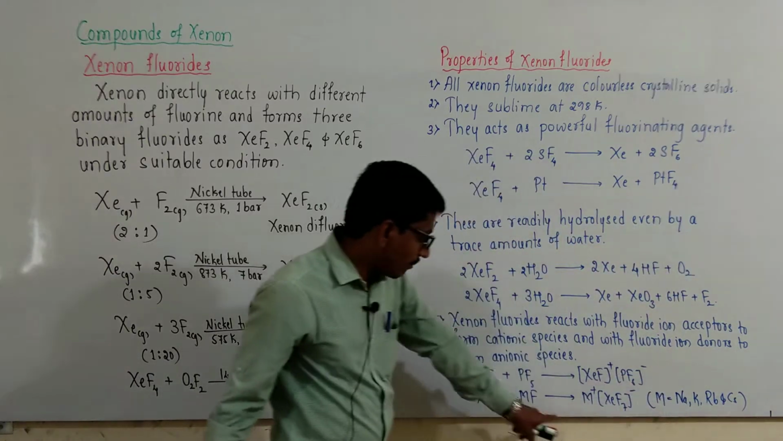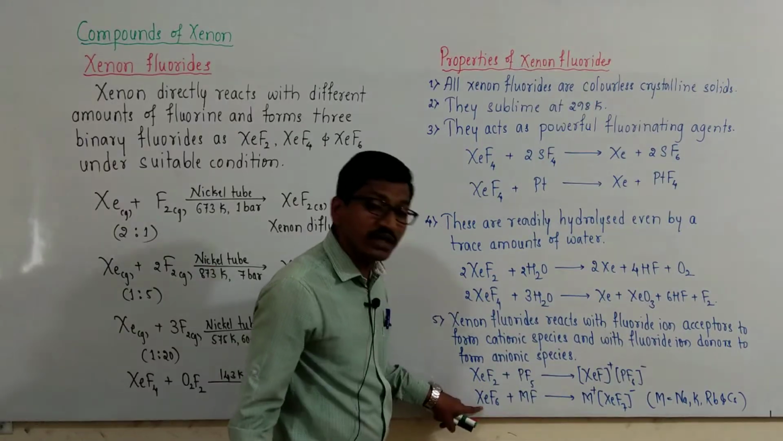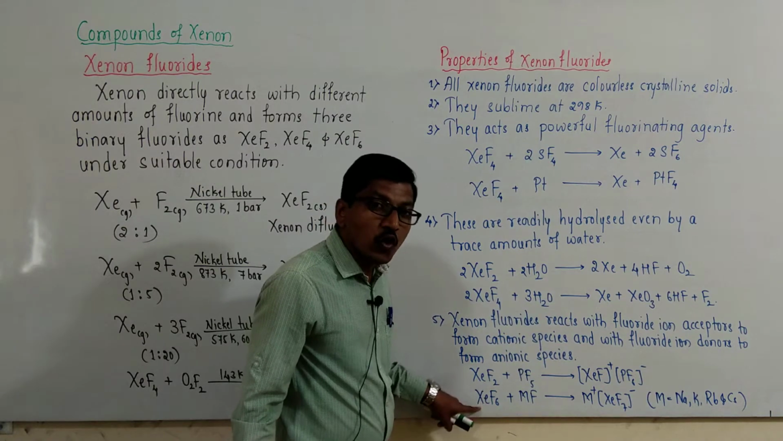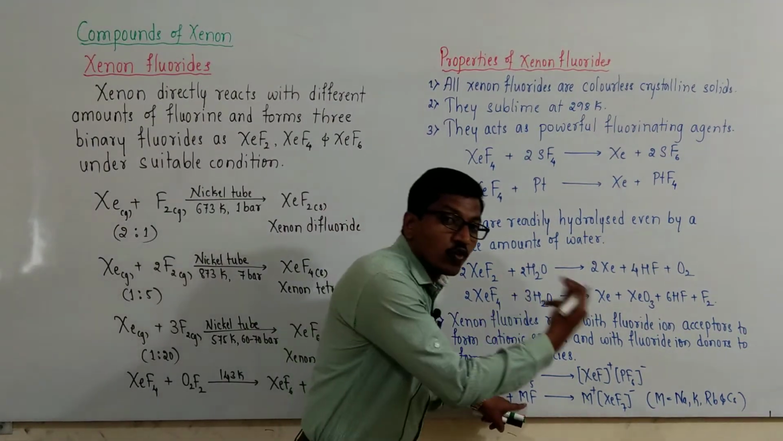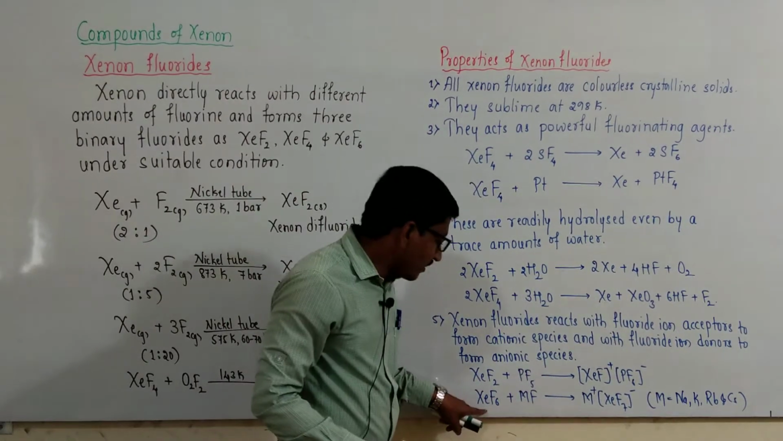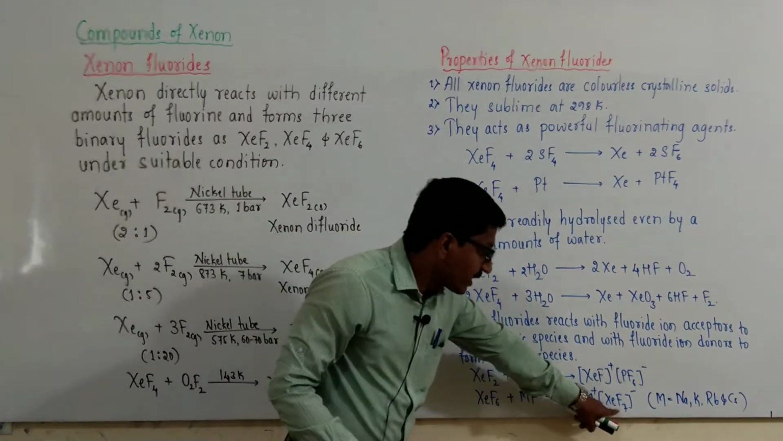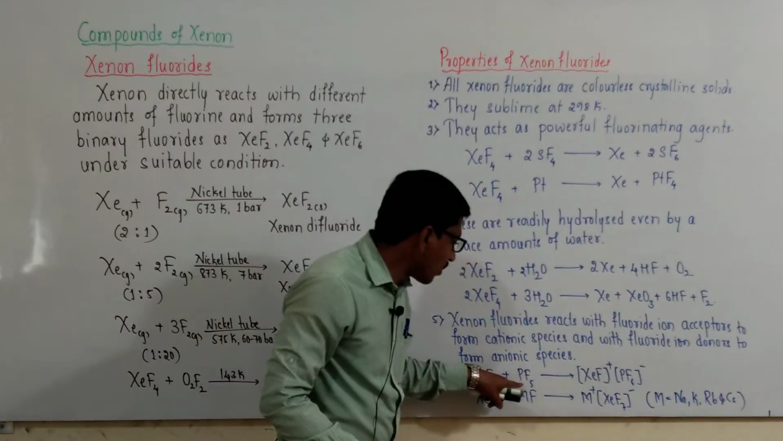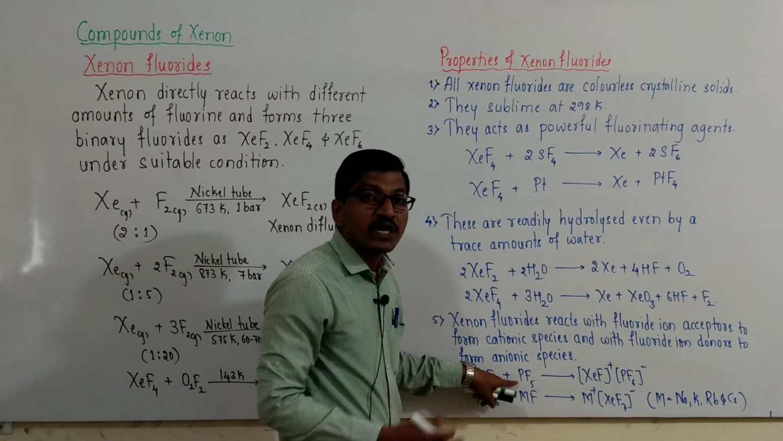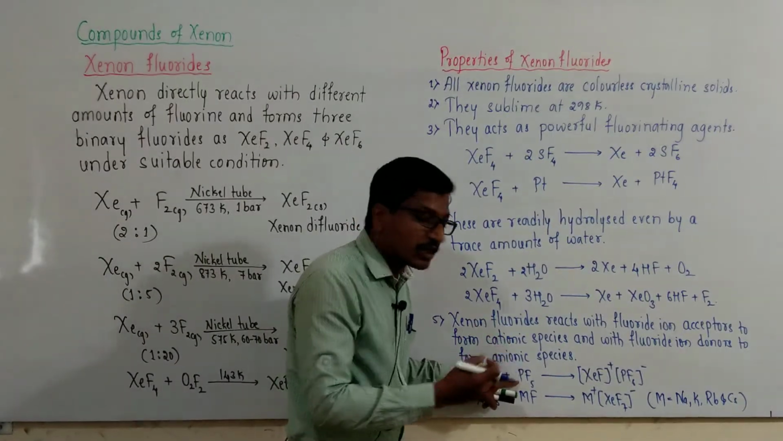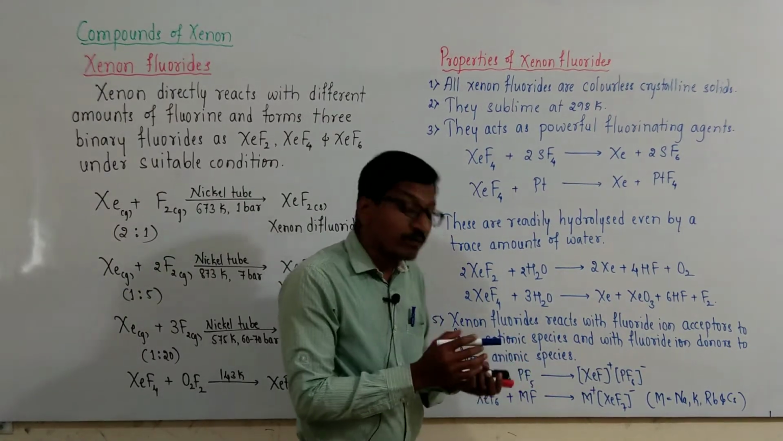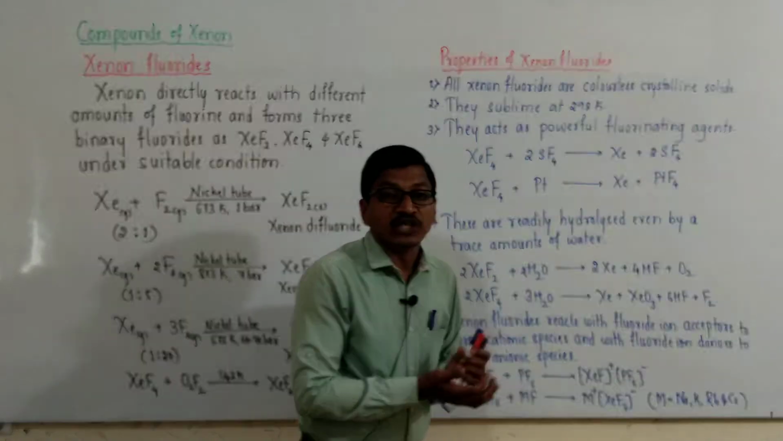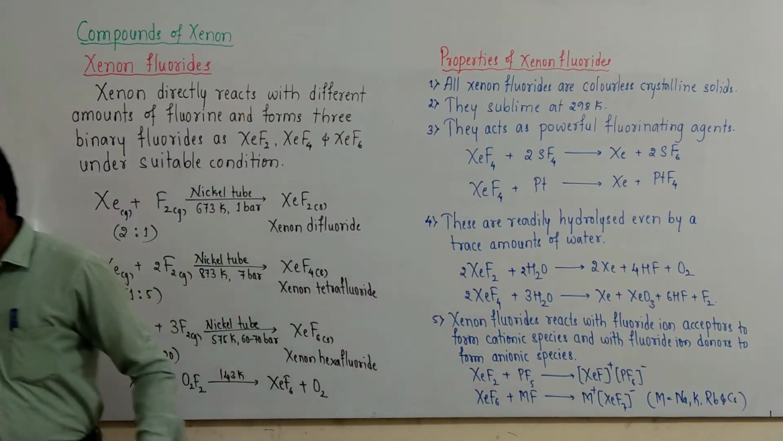Metal fluorides react with xenon fluorides, and the metal fluorides act as fluoride ion donors and the xenon fluorides form anionic species. Xenon fluorides react with fluoride ion acceptors to form cationic species. Okay, these are some of the chemical properties of xenon fluorides.